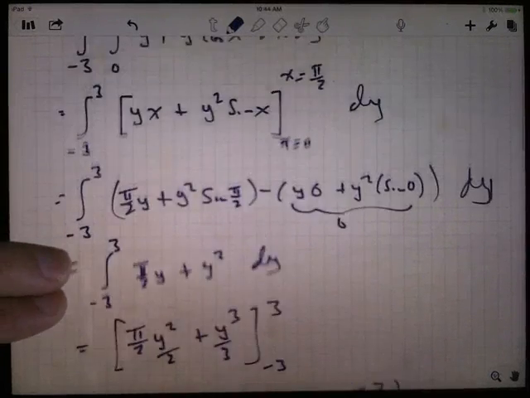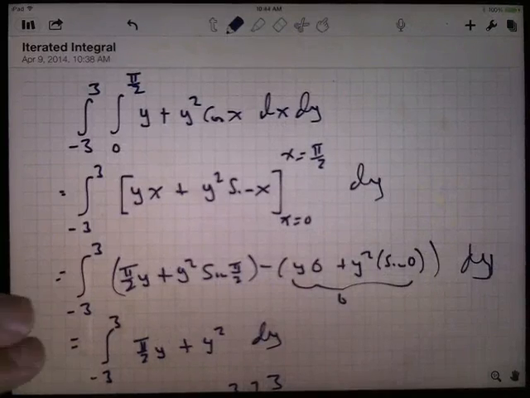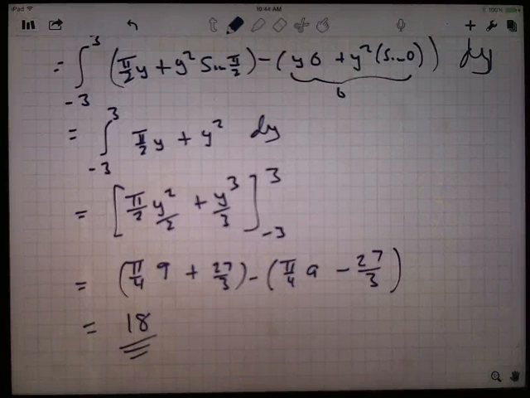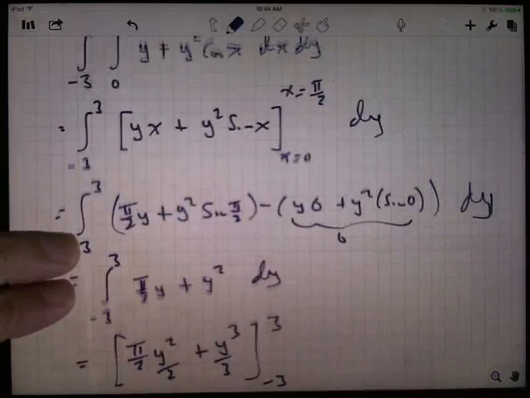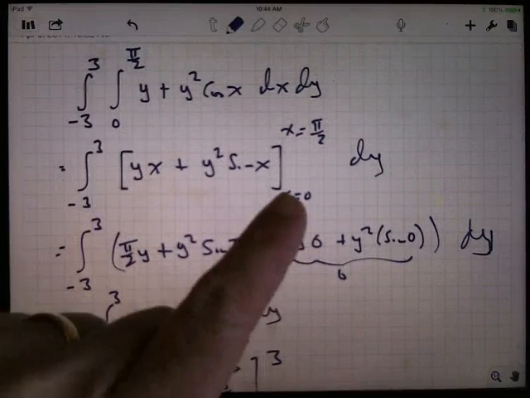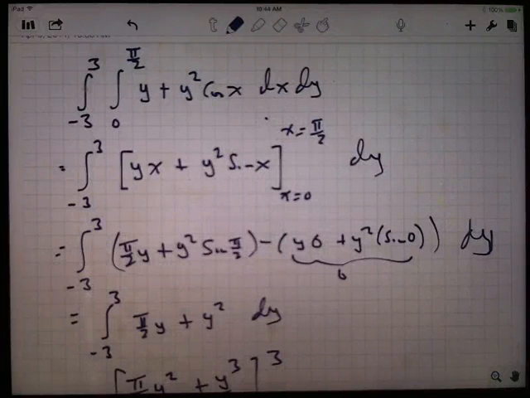So the volume represented by this iterated integral is equal to 18 cubic units, whatever the unit on x and y are there. So there you go. You do one, then you do the other. It's just like doing partial derivatives when you're doing that first integration, right? I'm integrating with respect to x, so the other variable is a constant.